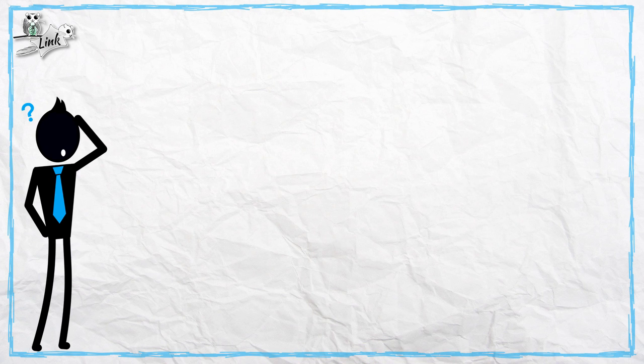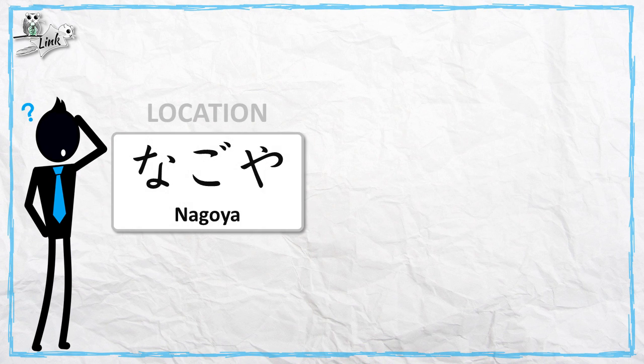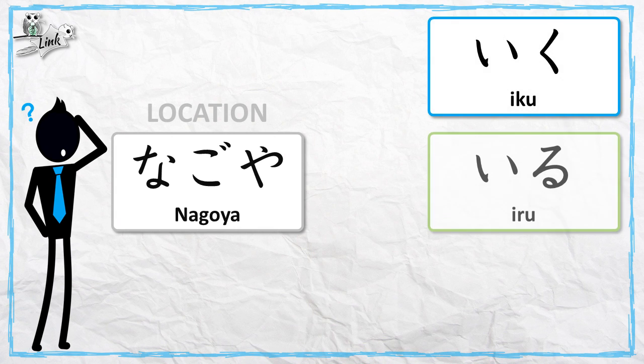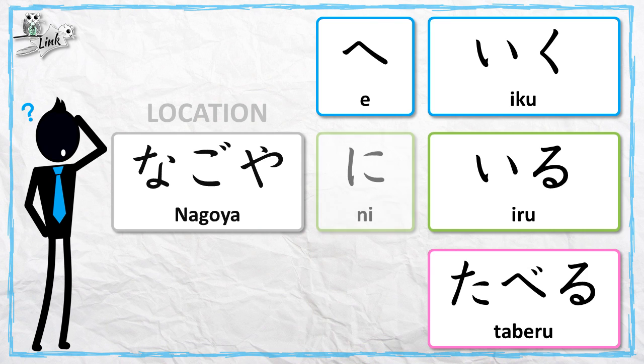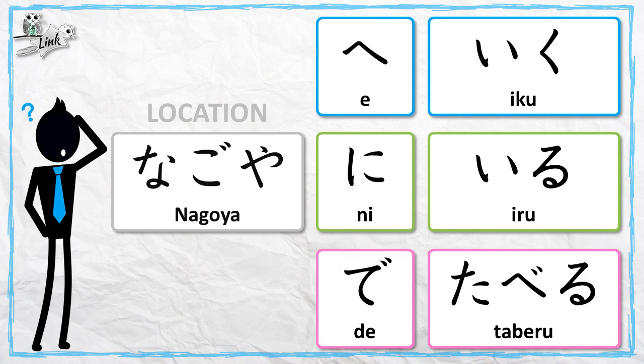Let's take the big city of Nagoya as an example of location and use it in 3 different sentences with the verbs to go, iku, to be, iru, and to eat, taberu. Well, these sentences are incomplete. In English, we would use prepositions and say I go to Nagoya, I am in Nagoya, and I eat in Nagoya. Similarly, in Japanese, we have to use particles. Nagoya e iku, Nagoya ni iru, Nagoya de taberu.